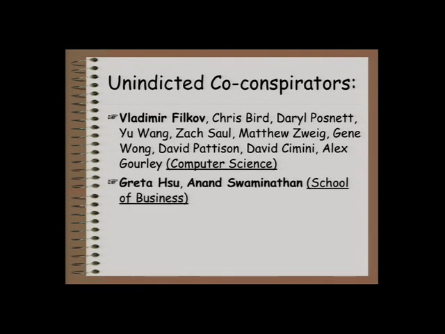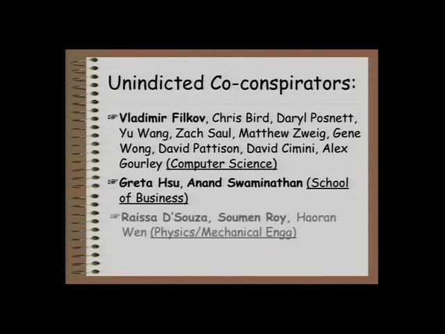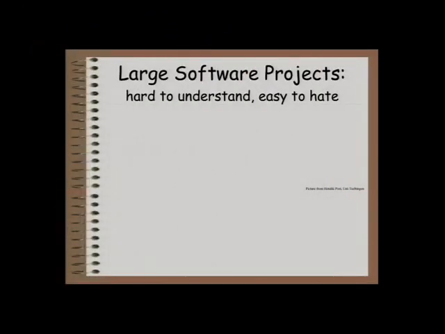The team also includes people from the School of Business, because one of the things we're interested in is to understand how social and organizational structure in open source projects play out and how that interacts with the software design structure. So we have a couple of people from the School of Business. We also have a couple of physicists, Suman Roy and Vladimir and Raisa de Souza, who are interested in the physics of large networks.